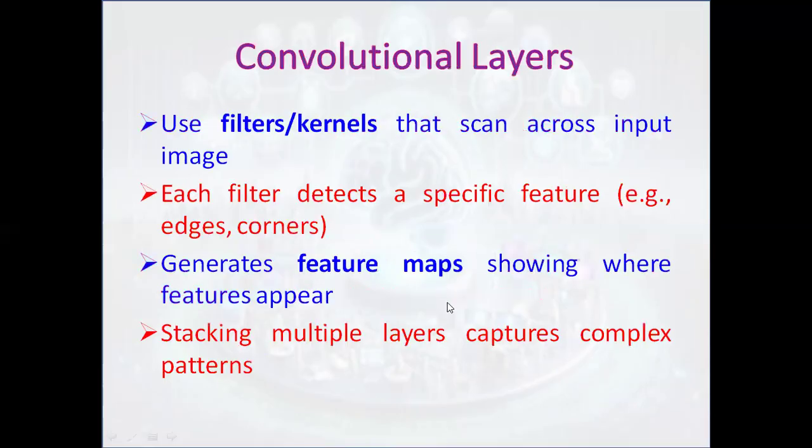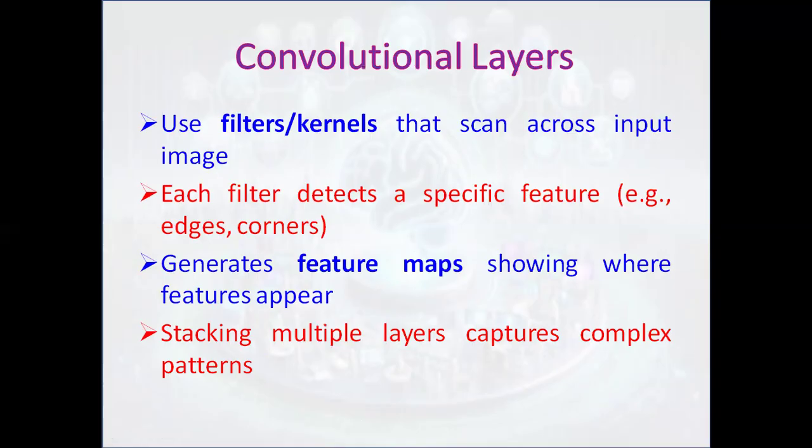Next, the convolution layers. Convolution layers use filters or kernels which slide across the input image to examine small patches of the image. Each filter is trained to detect specific features such as horizontal lines, vertical lines or curves.